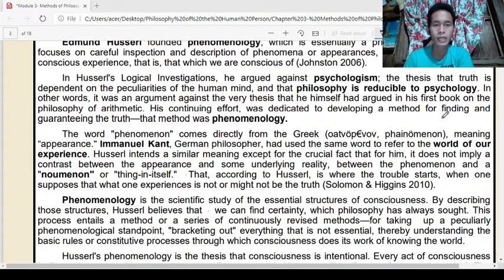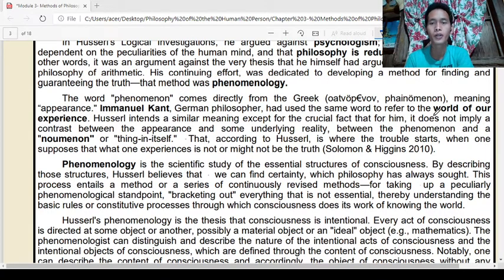The word phenomenon comes directly from the Greek phainomenon, meaning appearance. So from its etymology itself, masabta nato that phenomenology studies appearances. It studies phenomena by evaluating persons' consciousness. Immanuel Kant, are you familiar with Immanuel Kant, the founder of Kantianism? Immanuel Kant, a German philosopher, had used the same word to refer to the world of our experience. So si Immanuel Kant also used the same word, phenomenon, di ba? To refer to the world of our experience.